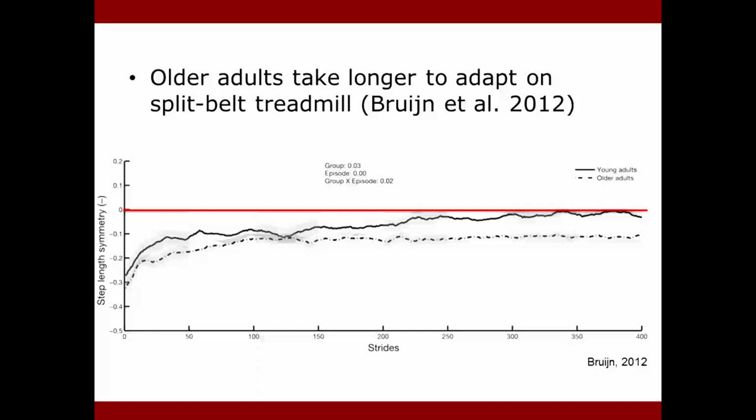There's a study from Brown et al. So this is step length symmetry. Solid line is young adults. Dashed line is older adults. And we look at strides, number of strides. It takes a lot more time for the older adults to get to symmetry. Here at 0. And they don't really get as close as the younger adults. So clearly, they take longer and they have a harder time adapting to this paradigm.